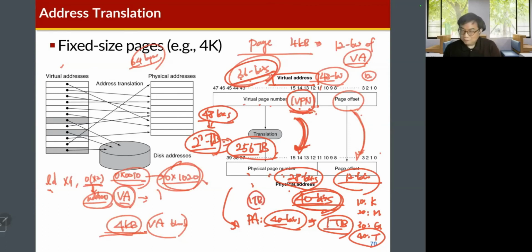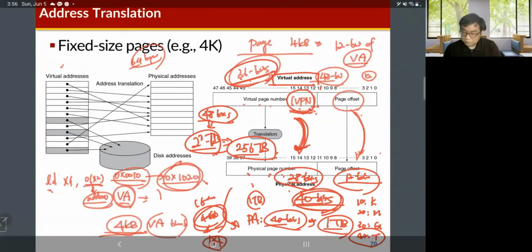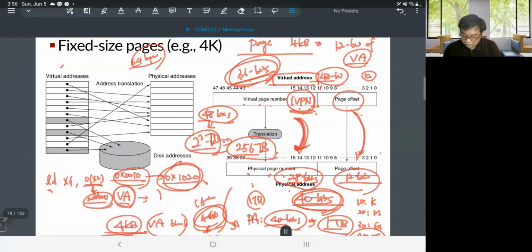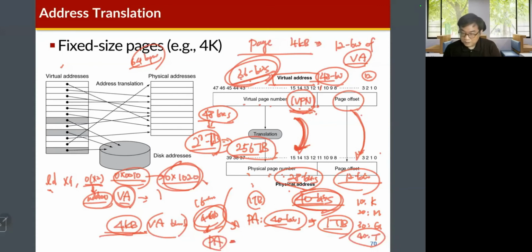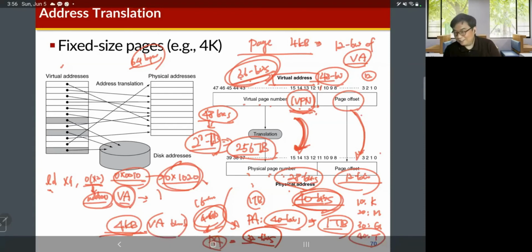Usually we have a smaller memory like 16 gigabytes for a high-end laptop. Also, we usually have 4 gigabytes of main memory. So if our computer system equips 4 gigabytes of main memory, then the number of bits in a physical address is 32 bits, right? It's 4 gigabytes.